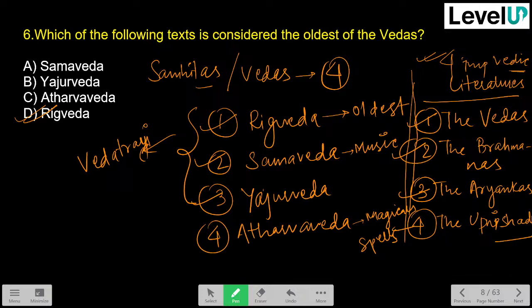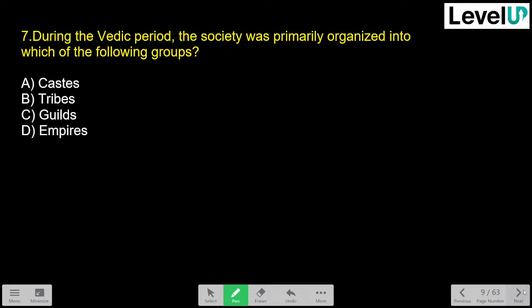Okay. Next, question number 7. During the Vedic period, the society was primarily organized into which of the following groups? So, as you know, the Rig Veda was divided into 10 mandalas. So the Rig Veda was divided into 10 mandalas. Right? So 10 mandalas it is.